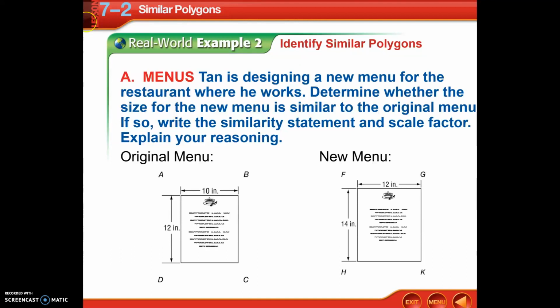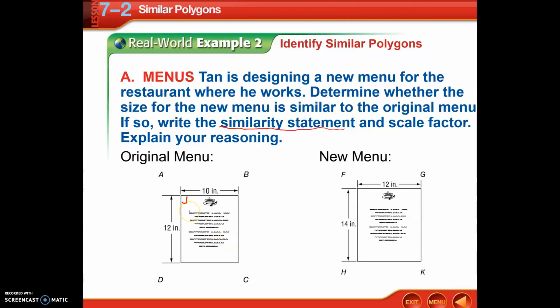Next, we're going to talk about deciding whether or not two shapes or polygons are similar. So remember, our two things are that they have to have proportional sides and congruent angles. So if I'm looking at these two menu designs that Tan's working on, we're going to check to see if they're similar. If they are, we're going to write a similarity statement. First, you always want to check the angles, and we see that all these angles are 90-degree angles. So the angles are all equal.